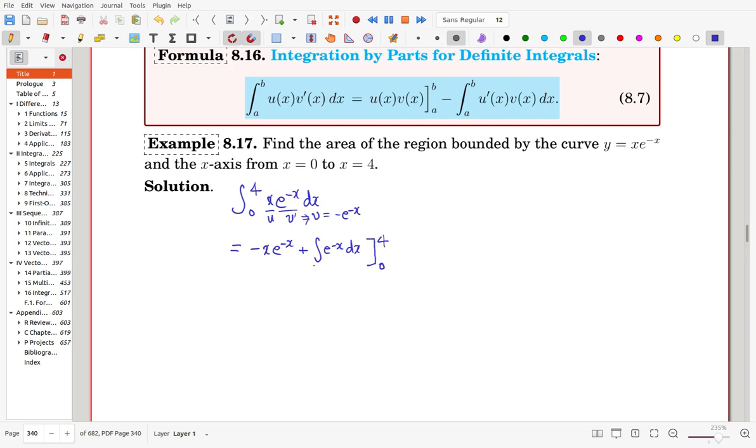Now try to get the antiderivative for that one. There is a minus x e to the minus x, and the remaining integral gives minus e to the minus x. So that is the same as minus x plus 1 times e to the minus x. Now we have to evaluate from 0 to 4. Then that's it. You can finish the computation yourself.